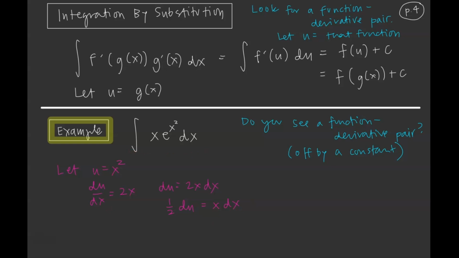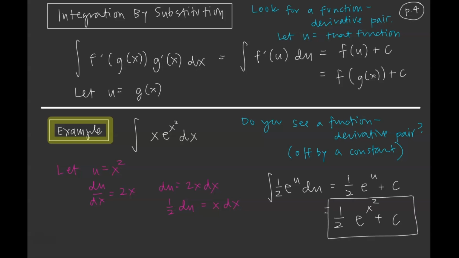Okay, so we are going to rewrite this integral as e to the u, and then we have a 1/2 du. And the integral of that is just 1/2 e to the u plus a constant, and that will be 1/2 e to the x squared plus a constant. And that's the solution. This is the integral that we were asked to find.